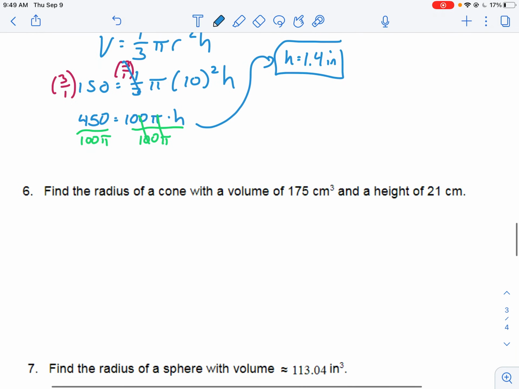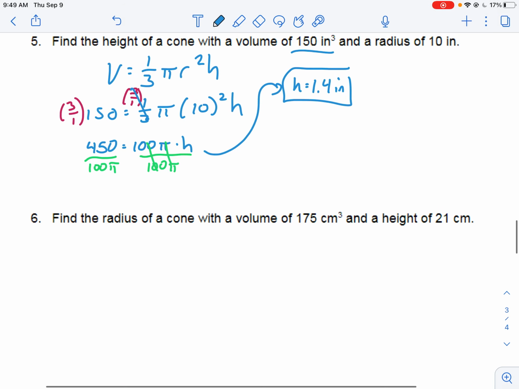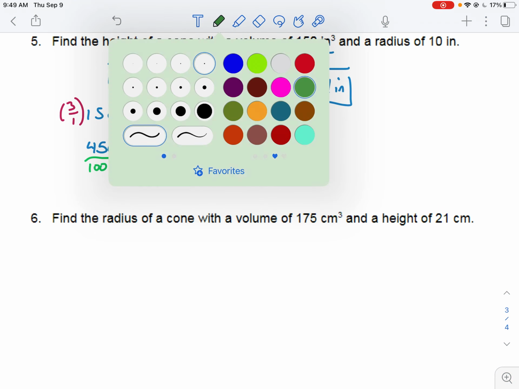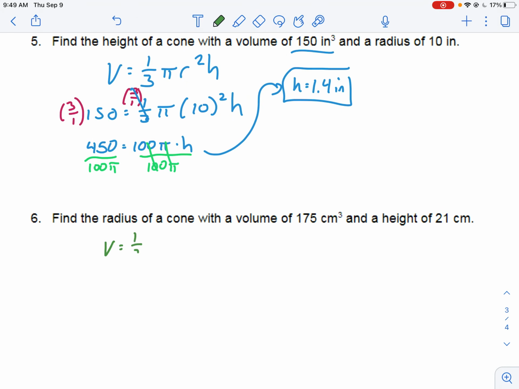All right, 6, find the radius of a cone. So I'm still dealing with a cone. Let's do a different color here, change it up. Same formula. I plug in my volume of 175. Now I want to find the radius, so r squared, I leave r as a variable, and my height is 21. All right, I'm going to do the same thing as I did before. I'm going to multiply by 3/1, which is just 3.